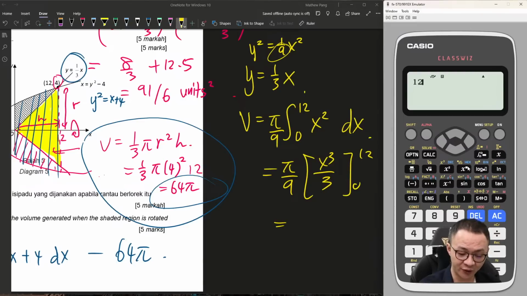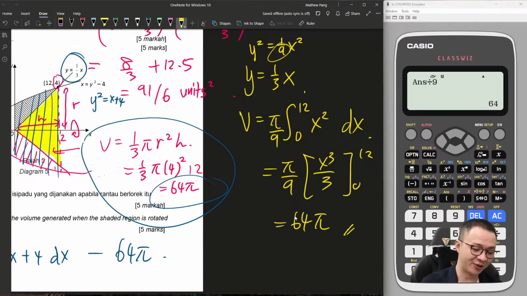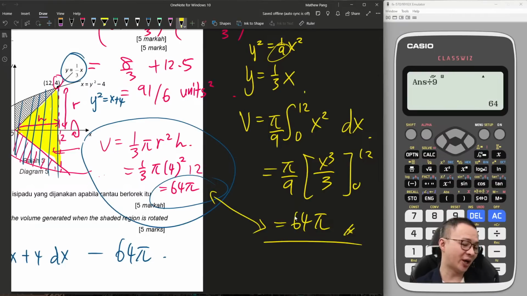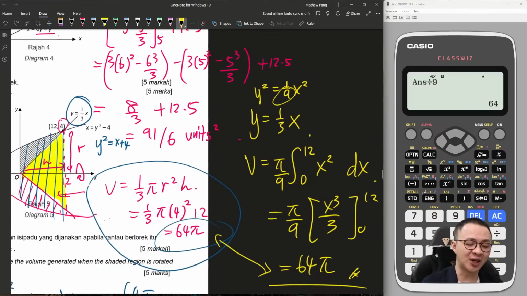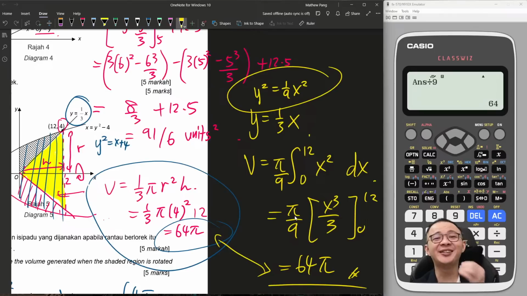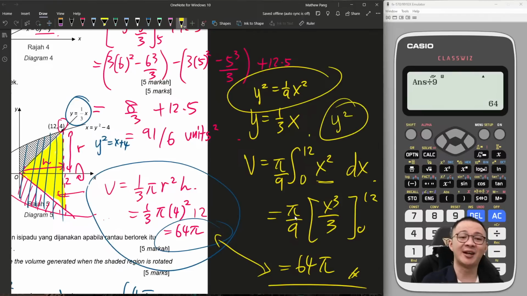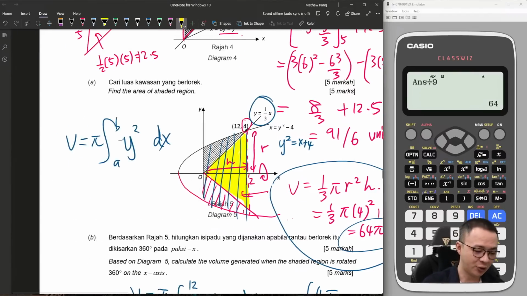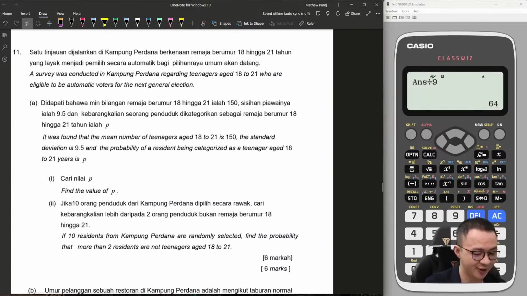So sub in 12 cubed over 3, then divide by 9. You see, I get 64 pi also. Both methods lead to 64 pi. It depends on which one you want to do. But if you prefer to use the straight line, remember you will need to square it, because I have seen students literally just insert 1 over 3x into the equation. The formula here is y squared, isn't it? So this is the reason why you need to sub in y squared. Cool? I hope you can understand the 10-mark question. 11.